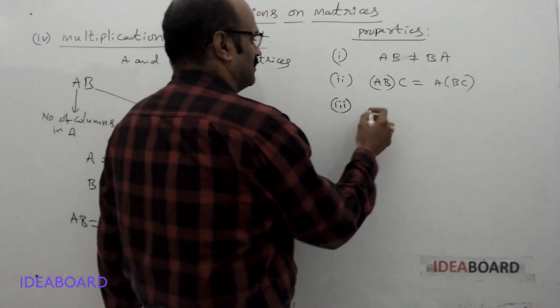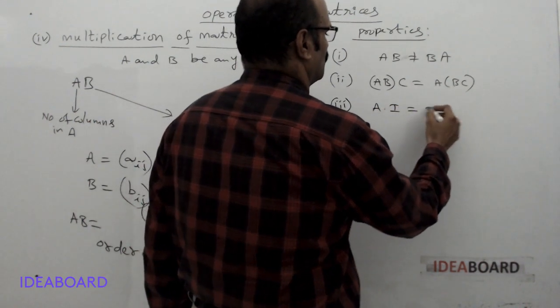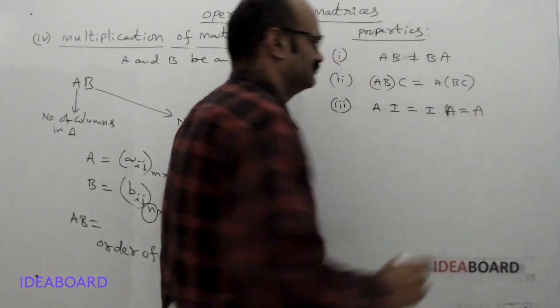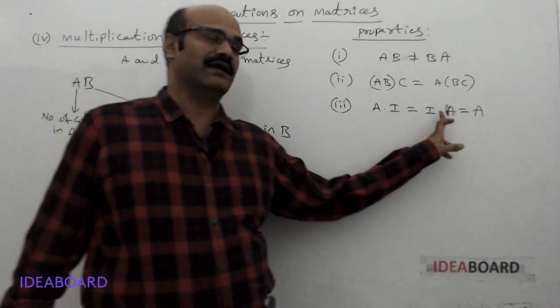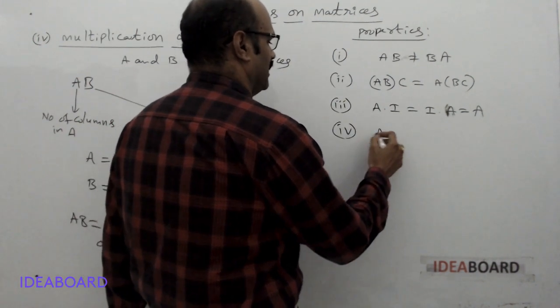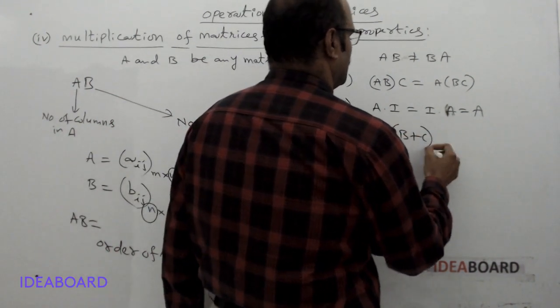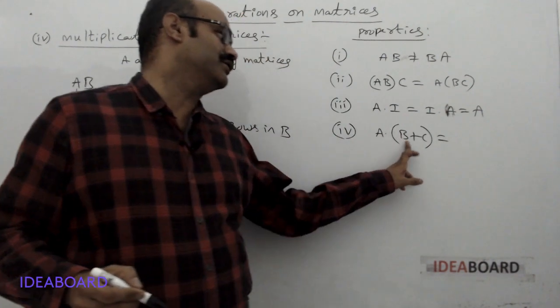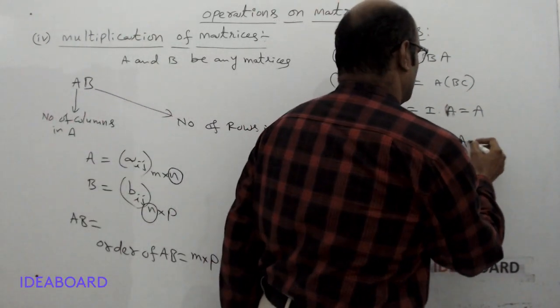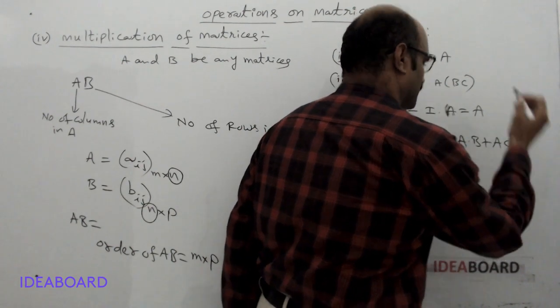Third one, A into I equal to I into A is always equal to A. This is called identity law. Fourth one, distributive law. A into B plus C equal to A into B plus A into C.